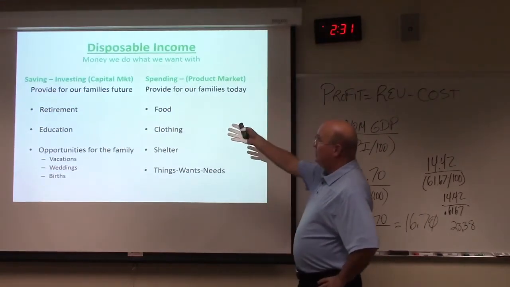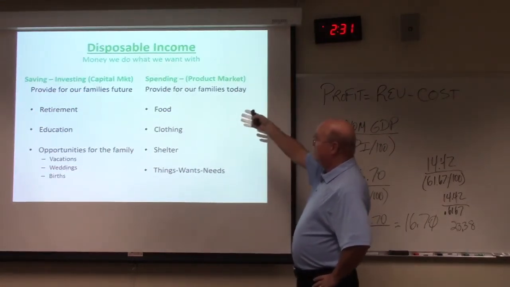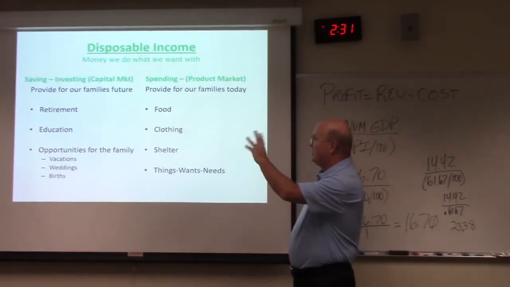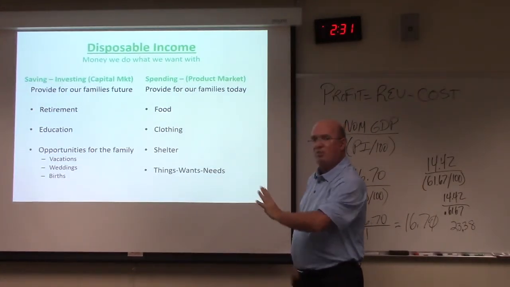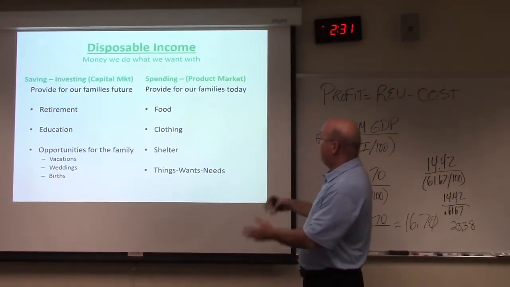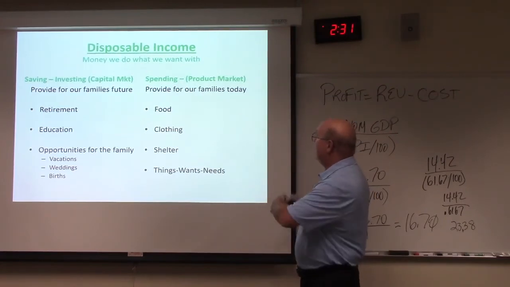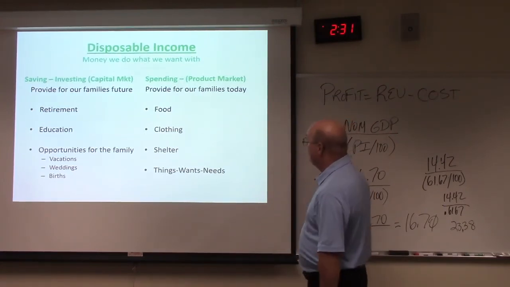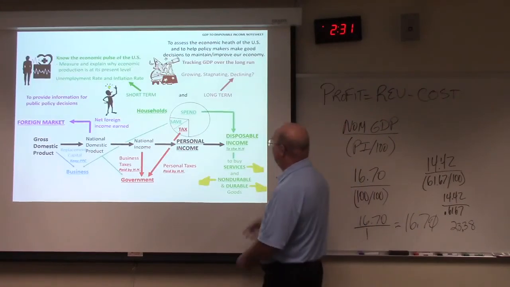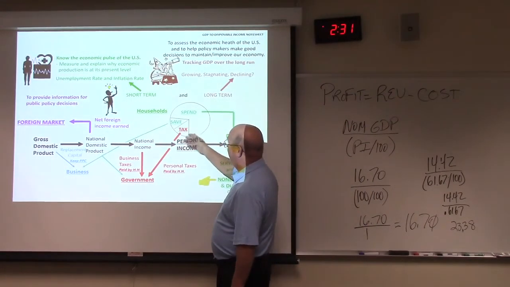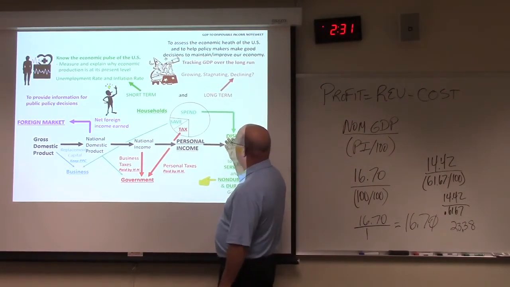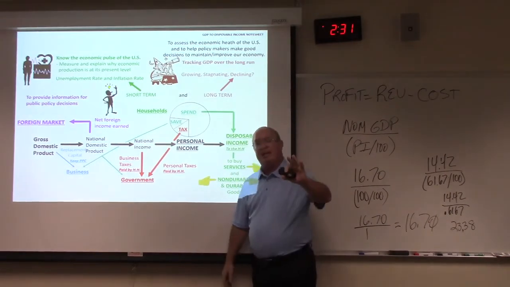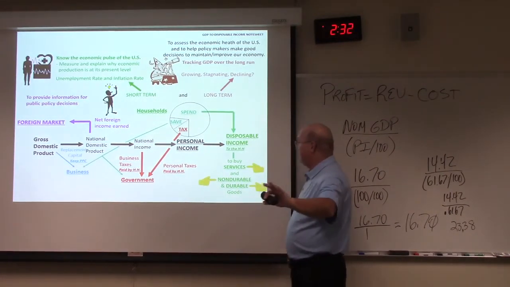What do we do? Well, first off, we do savings. Investment goes to the capital market, provides for retirement, education, vacations, weddings, births, all that kind of stuff. And we spend it: food, clothing, shelter, and other stuff. So I want you to remember the concept of personal income, all three of these, and disposable income, these two, because we'll get into it when we talk about fiscal policy.